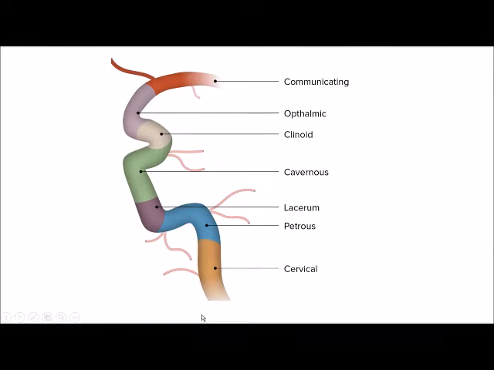To summarize, according to Bouthillier classification, internal carotid artery is divided into 7 segments. The first one, cervical segment. Second one, petrous segment. Third one, lacerum segment. Fourth one, cavernous segment. Fifth one, clinoid segment. Sixth one, ophthalmic or supraclinoid segment. Seventh one, that is communicating or terminal segment.